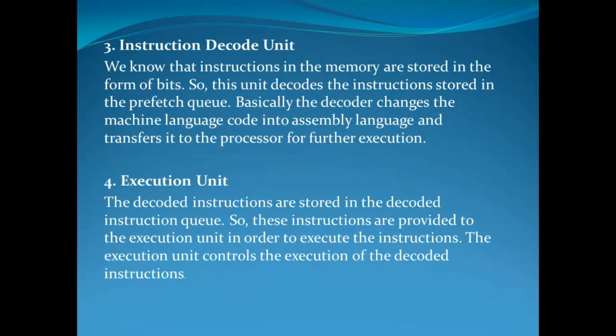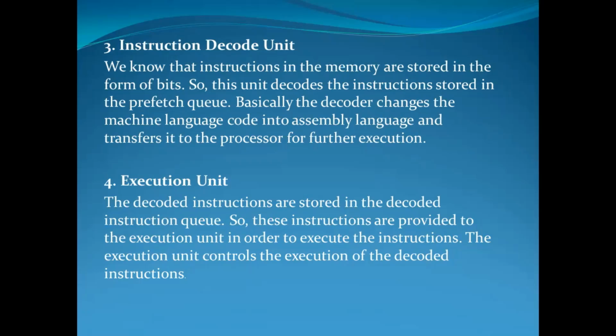So the third part is the instruction decode unit. We know that the instructions in the memory are stored in the form of bits. So this unit decodes the instructions stored in the prefetch queue. Basically, the decoder changes the machine language code into assembly language and transfers it to the processor for further execution. The next unit is the execution unit.